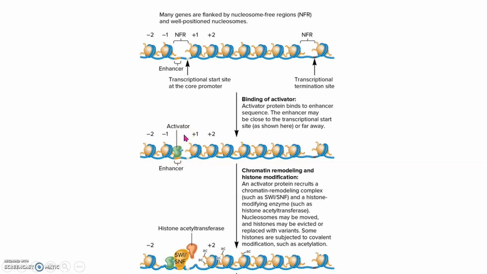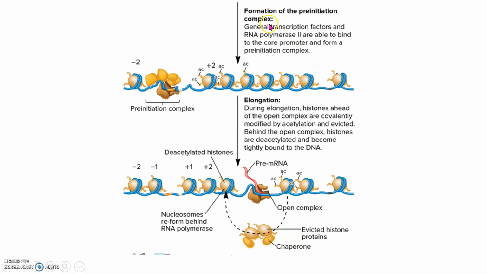When it binds there, it can recruit a chromatin remodeling complex. So remember those proteins we talked about that have the DNA translocases. It can also pull in this histone acetyltransferase whose job it is to modify. And by doing this, it can then change this chromatin structure. So it can remove some histones, it can change them, it can replace them. Okay? And so now by doing that, it's freeing up even more space for our transcription factors and for our polymerase to come in and bind.